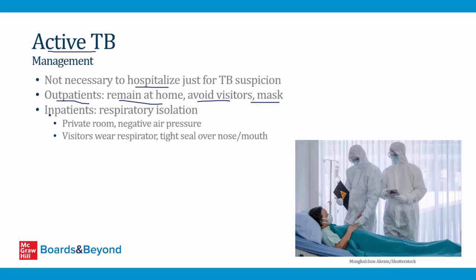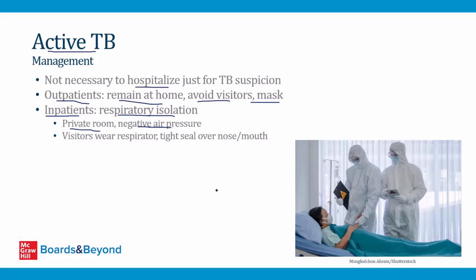When you do admit someone to the hospital for active TB and they become an inpatient, they need to be placed on respiratory isolation. The idea here is that tuberculosis, when it's active, is highly contagious, and there are lots of immunocompromised patients in the hospital, so you don't want this bacteria to spread around. So these patients are given a private room with negative air pressure so that when the doors are opened, it pulls air into the room and doesn't push air out of the room.